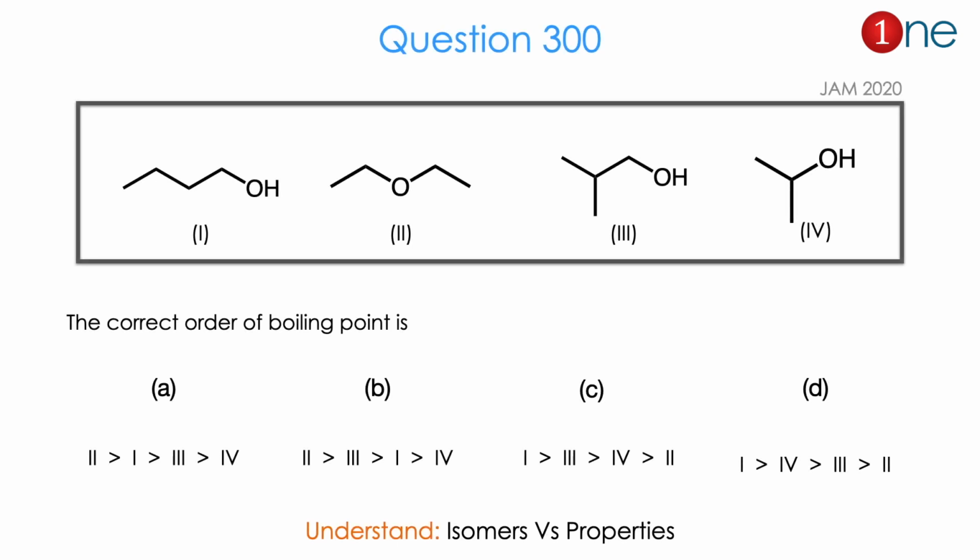Then let us look at the next question. The question is about boiling point. They give 4 different oxygen functional compounds, alcohols and ether. You have to find the difference among the boiling points. First one is linear alcohol, second one is ether, third one is branched alcohol, fourth one is completely branched alcohol. You have to find the correct order of boiling point. So from the 4 different alcohols and ethers, you have to find which one is higher and which one is lower. So the question is really about isomers versus boiling point. The answer is C. Let us see how.